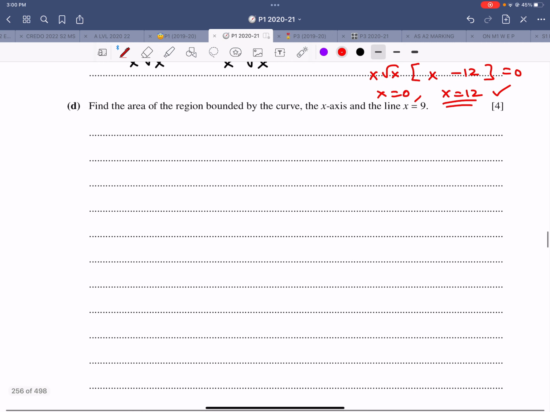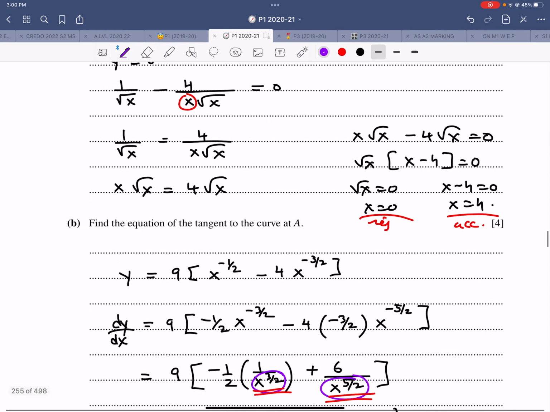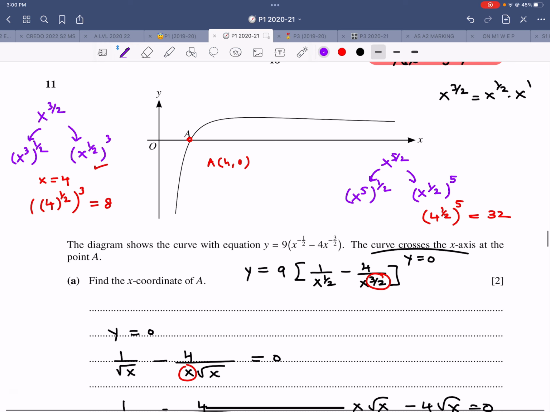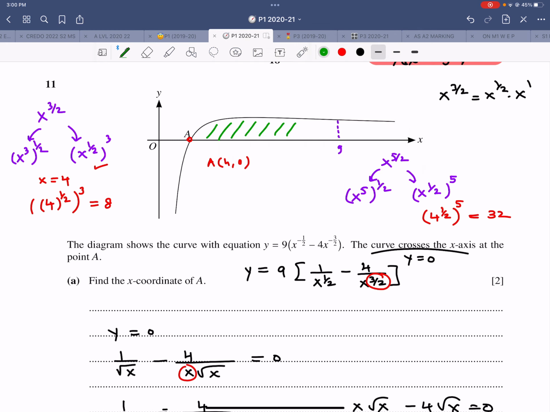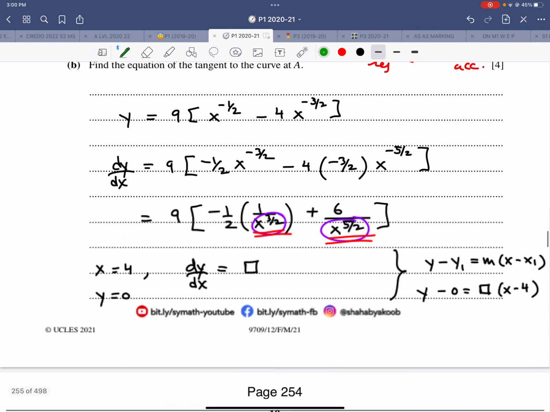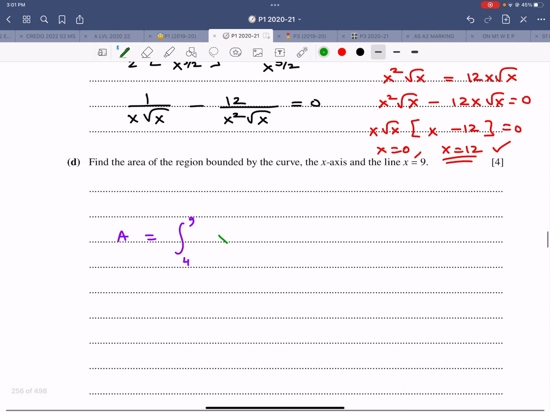Find the area of the region bounded by the curve, the x-axis and the line x equals 9. That is integration, area between 4 and 9. It's not 0 and 9, it's 4 and 9. Why? Because this is 4, somewhere here is 9, and this is the shaded region between 4 and 9. So this is x raised to power of minus half minus 4x raised to power of minus 3 over 2 dx.